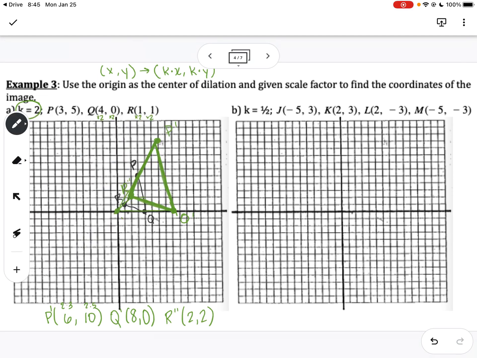All right, so let's look at this next one. So first I'm going to graph my pre-image. This has 4 ordered pairs, so it'll be a quadrilateral. So point J is at negative 5, 3. So I'm just going to plot it and label it. Point K is at 2, 3. Point L is at 2, negative 3. And point M is at negative 5, negative 3. So this appears to be a rectangle.